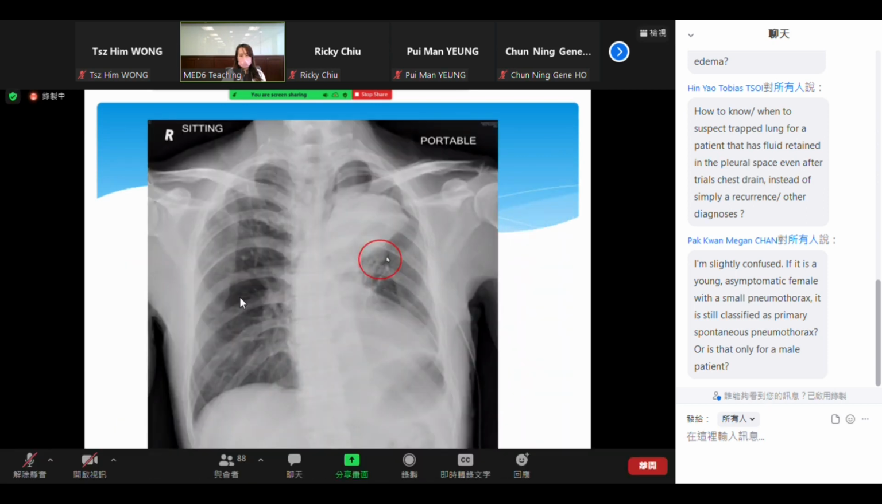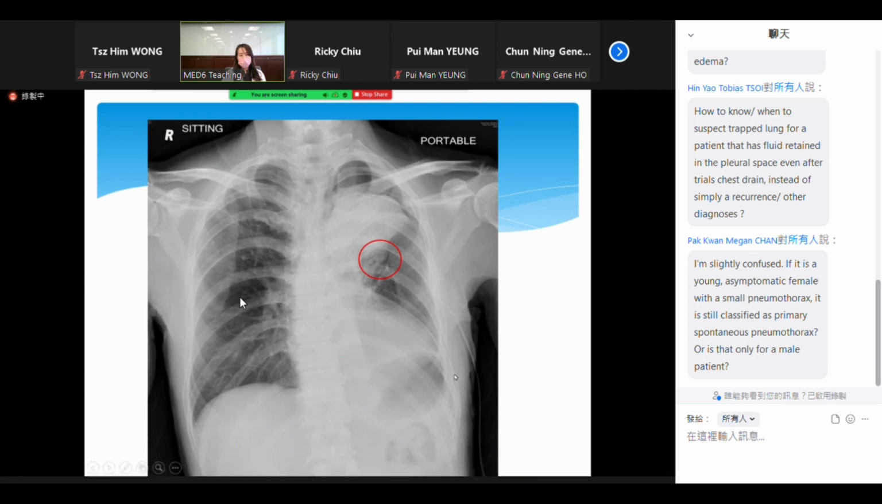So this is a case of pneumothorax. The patient had a persistent air leak for more than 20 days, and we referred to the surgeon, and he's not a surgical candidate. So we inserted the bronchial valve here. In the chest X-ray, the lung collapsed, the air leak stopped, and then we removed the chest drain.